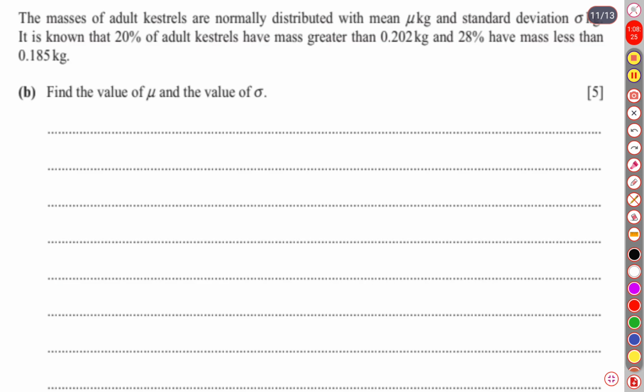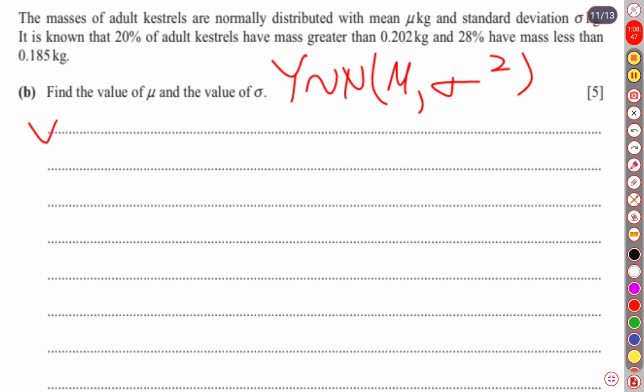So this is a different normal distribution. Let us write Y belongs to normal distribution, and the parameters are mean mu and standard deviation sigma, so variance is sigma squared. Our parameters are mean as well as sigma squared. Now they have told us the probability of Y is greater than 0.202 kg, and the probability is 20%.